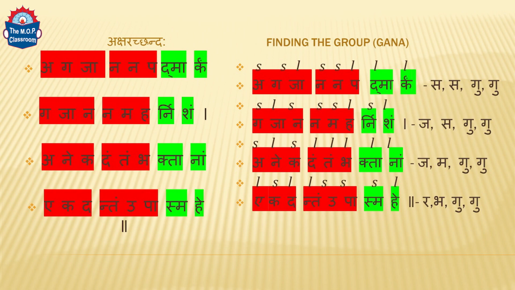A, short syllable, ga, short syllable, ja, again long syllable. So, if it is short and long syllable, we will find that it belongs to saganam. Like that, we have to segregate.